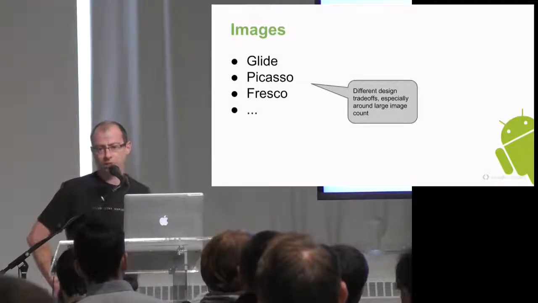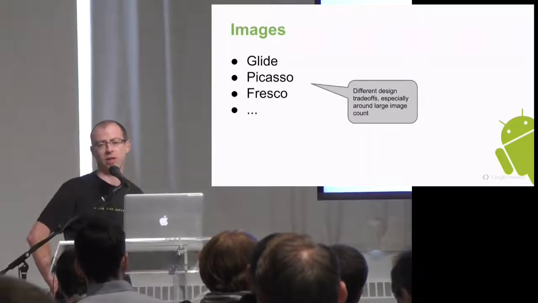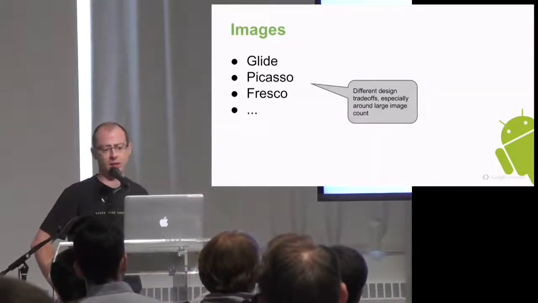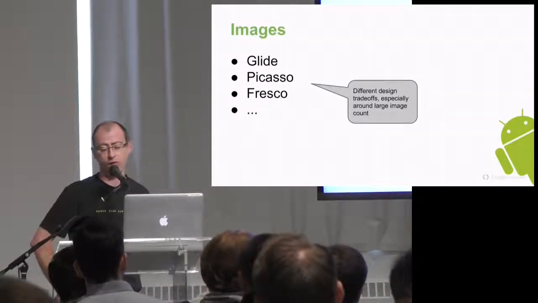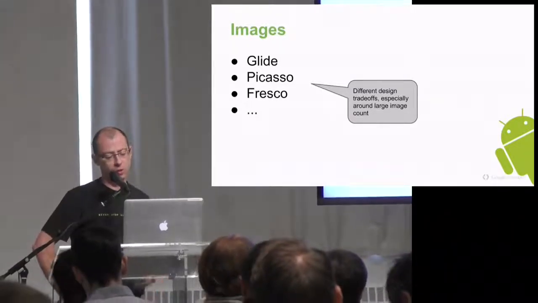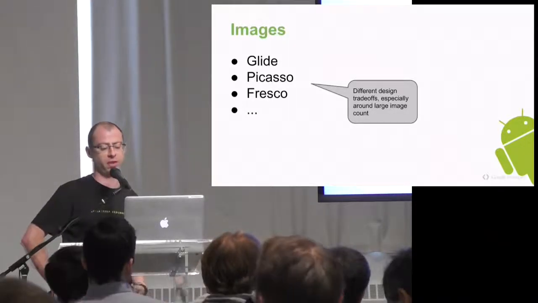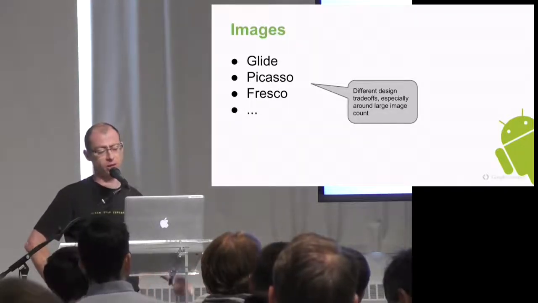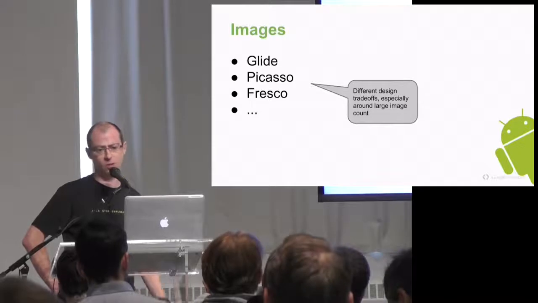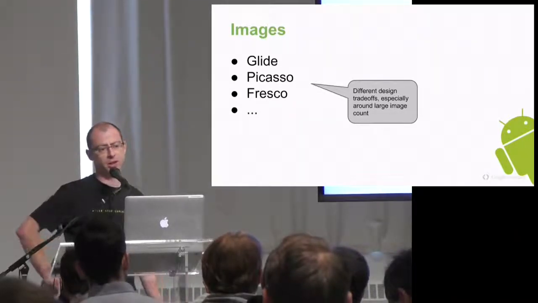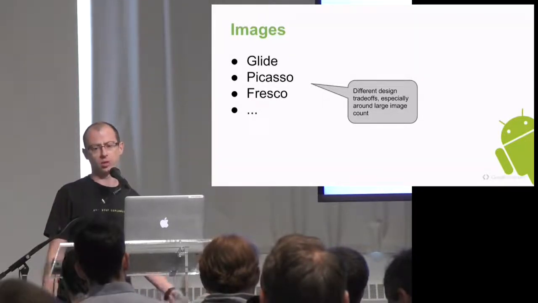As for image libraries, the following usually provide the required functionality. It's based on our experience working with leading companies. There are excellent libraries such as Glide, Picasso, Fresco. Just know that they all have different design trade-offs, especially around large image counts. For instance, if I remember correctly, following the excellent talks about Fresco, Fresco uses native memory and ashmem. Glide has a big byte array pool to speed up images.